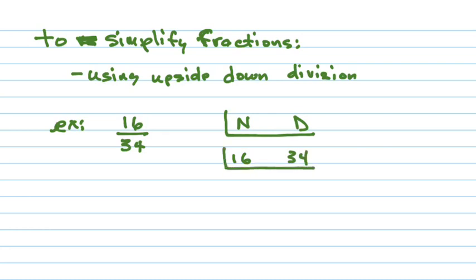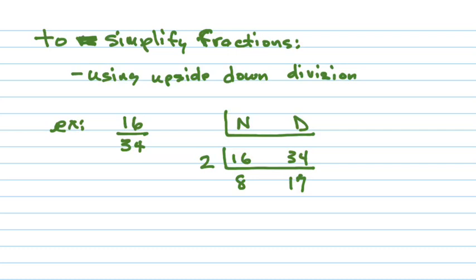And then you can always start with the smallest number you see. Well, what's the smallest number that'll divide into both of those? Easy. They'll both divide by 2. If you divide by 2, you get 8 and what? Yeah, so you're just dividing. 8 and 17, right? Okay.